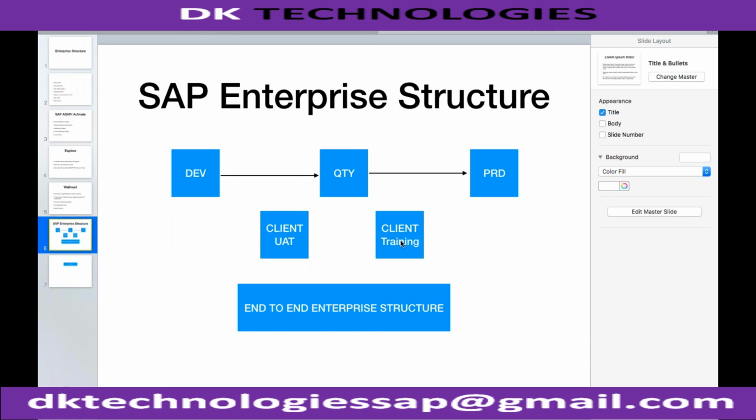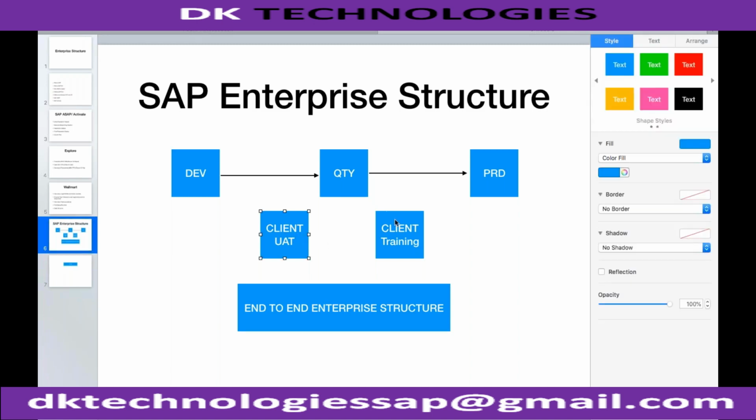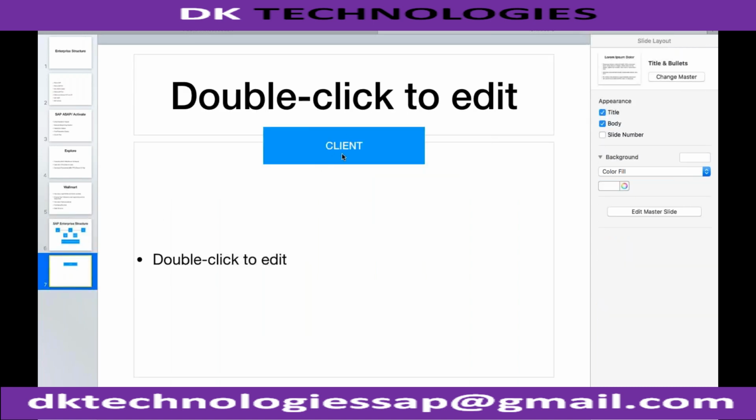Whatever configurations you will do, whatever SPRO transactions that you will carry out, that is independent of one client to another client. So if I'm doing anything in UAT client, that will not be visible in training client. If I'm doing anything in the training client, that will not be visible in the UAT client. That is the whole purpose of creating two clients, right? We don't want to mix up two things. That is the reason we created two clients. So ultimately, everything will start from the client.